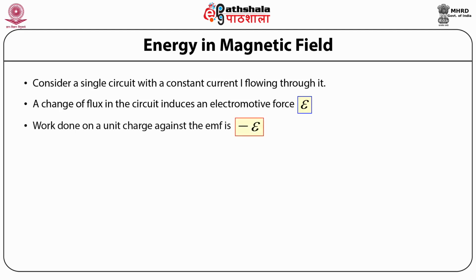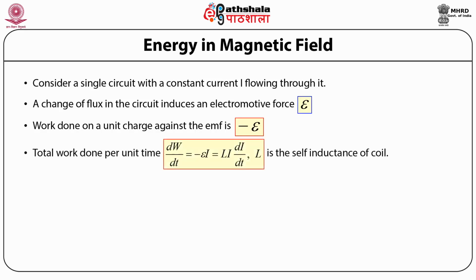So if we want to calculate the work done on a unit charge against this induced electromotive force, then this is minus of epsilon. So the total work done per unit time can then be given as differentiation with respect to time of the total work done W is equal to minus epsilon times I, where epsilon is the induced electromotive force, and I is the current which is flowing in the circuit.